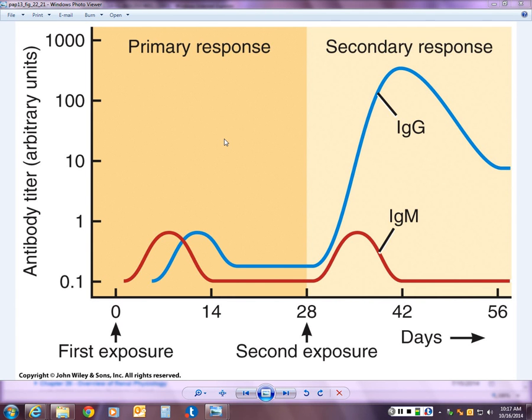In the darker yellow box, you'll see that this details the primary response that your body would have in response to its first exposure, at least, to a given antigen. The red line represents the level of IgM. The blue line represents the level of IgG. During the initial exposure at time 0, it takes your body maybe a day or so to begin to try and figure out what some of the antigens look like.